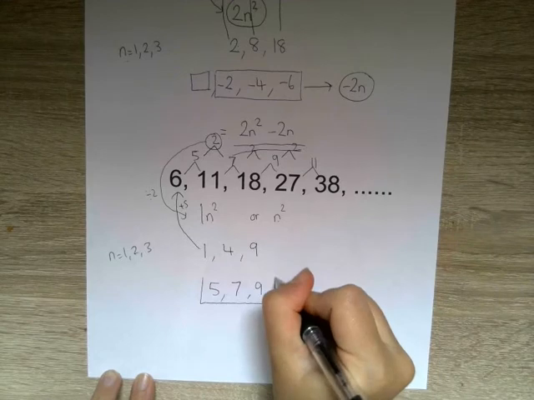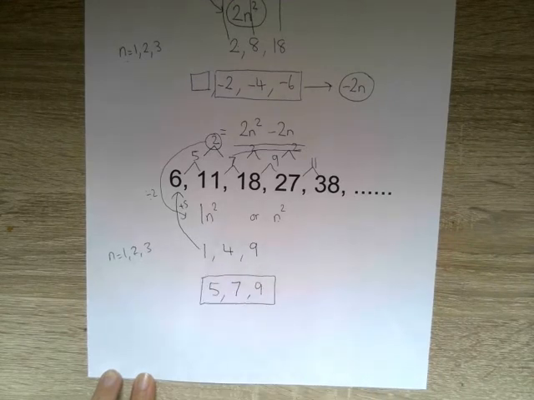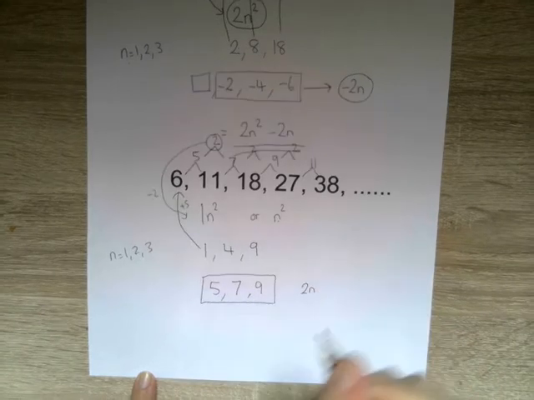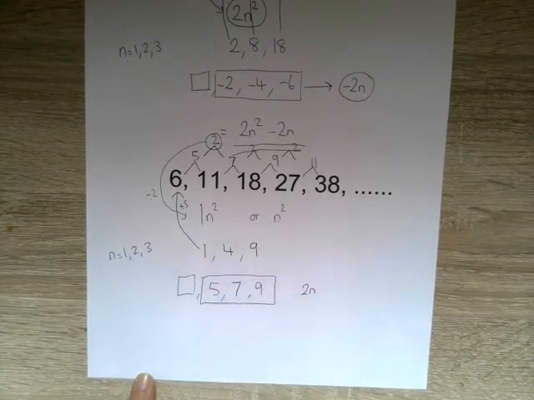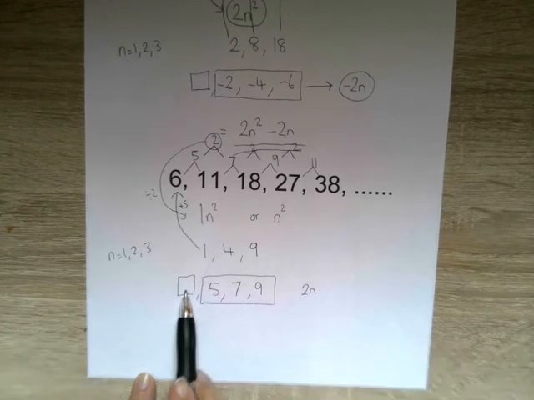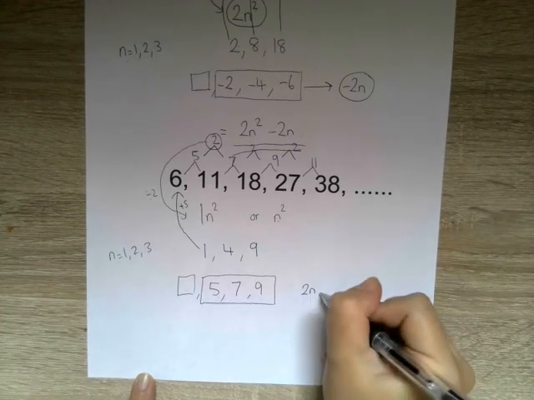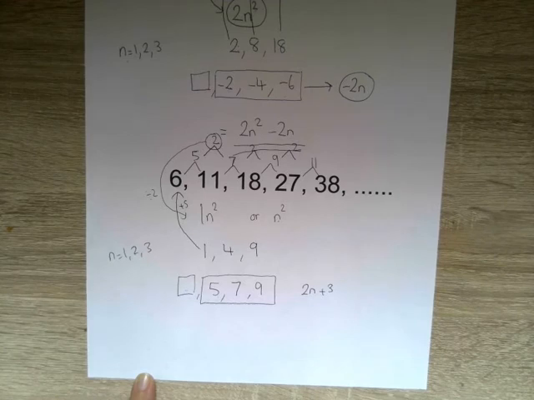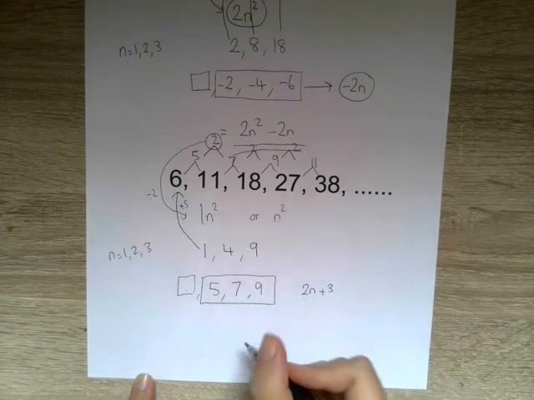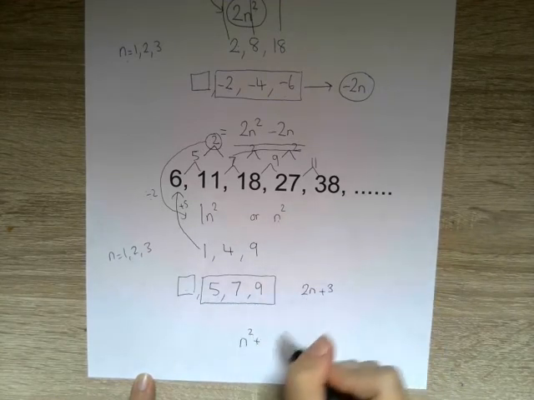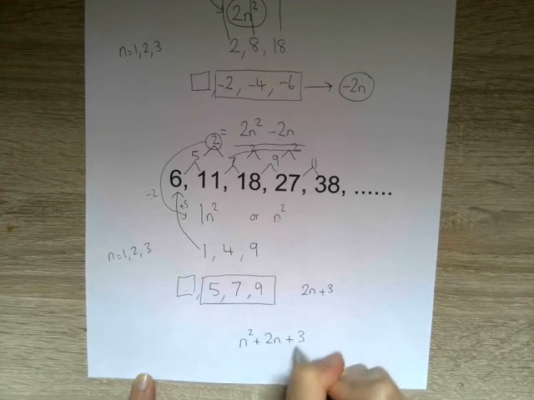So here we have now a linear sequence that I just need to work out the rule for the nth term. It's going up in 2's, so it would be 2n. And then what would come here before the 5? Well, that would have to be a 3, and it's positive 3, so plus 3. So putting it all together, I've got n squared plus 2n plus 3, and that would be my final answer.